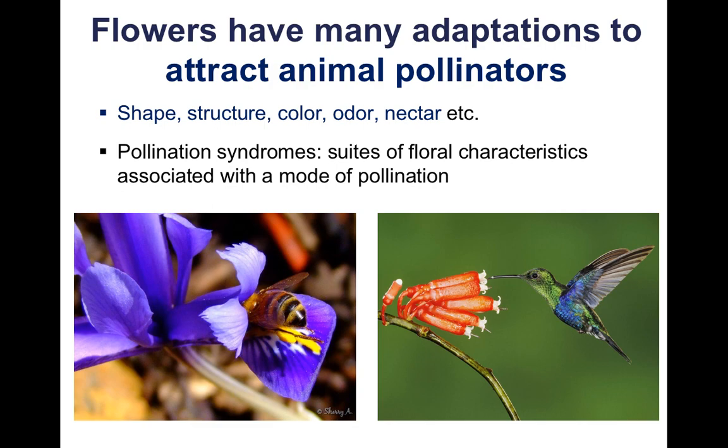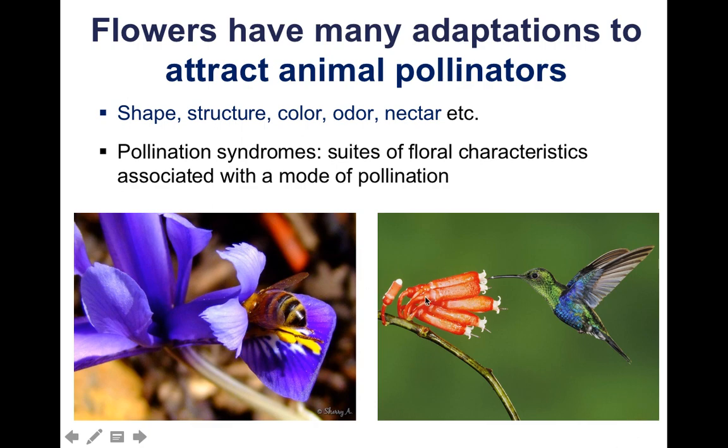So what we see is that flowers have many different types of adaptations to attract animal pollinators, and likewise the animal pollinators have adaptations to help them get to the resources being offered by the plants. So the shape, the structure, the color, odor, the type of nectar produced by a plant can attract a very specific type of pollinator. And we call these characteristics associated with a specific mode of pollination syndromes. So if we look here at this flower, this I believe is a yucca flower or an aloe flower.